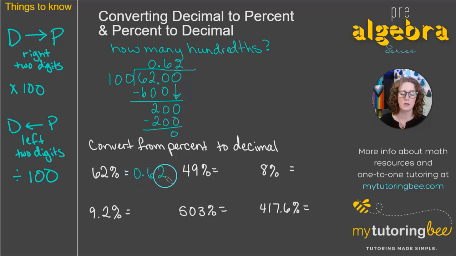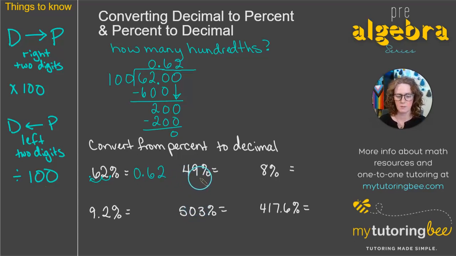So as you can see, we have just taken that decimal. Now 62 we don't see a decimal point, so that means we know it has to come right after that 2. And this time we're going to go to the left. So again, that same way of remembering which direction to go, if we write D and P on our paper, D comes before P in the alphabet. So then to get from percent to decimal, we have to go to the left. So that's the same as dividing by 100. So we're going to do that for the rest of these.